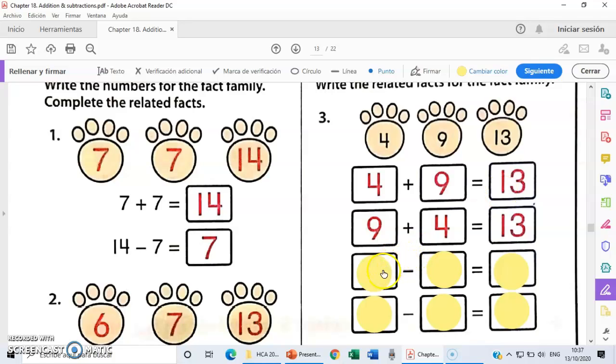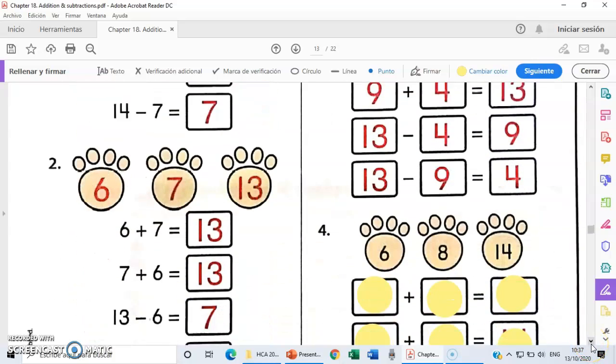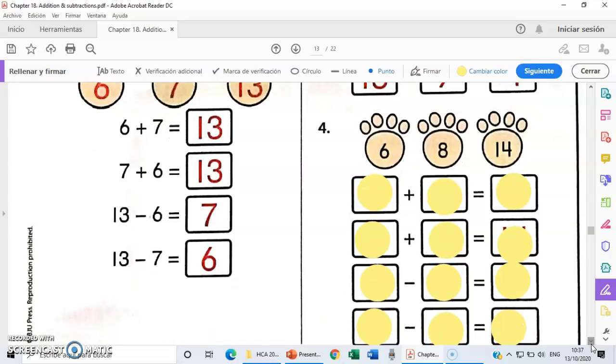Now we're going to make a subtraction. So we use 13 minus 4. You see, we start with 4 again. Ansel, your answer is going to be 9. Good job. Now it's going to be the opposite. You start with 13 minus 9, and your answer is going to be 4. Good job. Excellent.